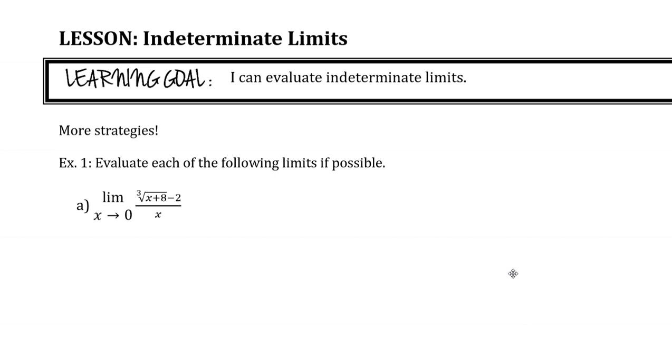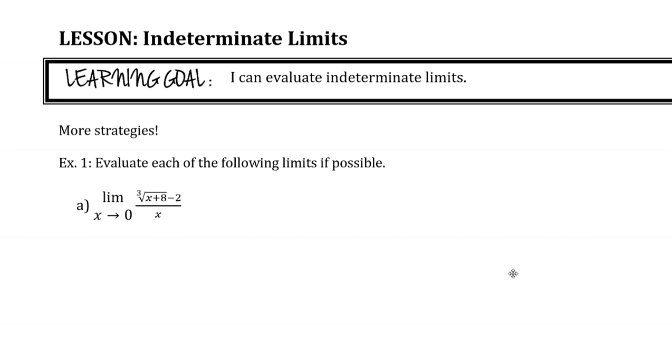What did I just finish saying? What do we do first? Substitute. So is this indeterminate? If I put 0 in, I get 0 plus 8, which is 8. Cube root of 8 is 2. 2 minus 2 is 0 over 0, indeterminate. Okay, so sub first and see if it's indeterminate.